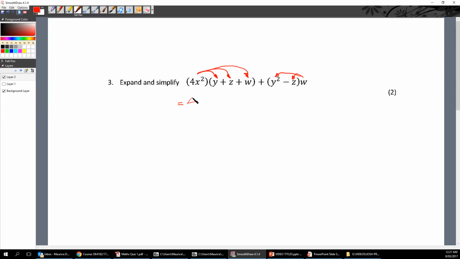So I'm going to get 4x squared y plus 4x squared z plus 4x squared w plus w y squared minus w z, which is in here.